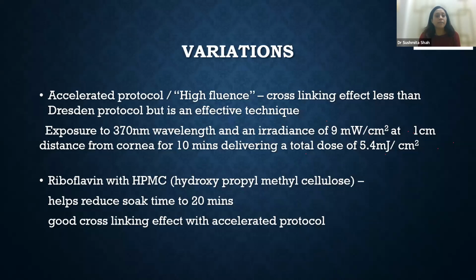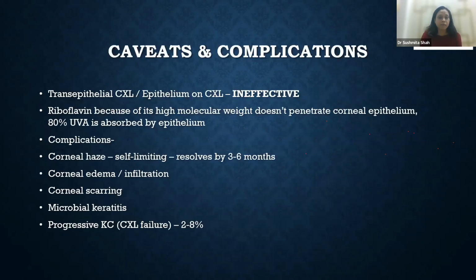Now, the initial riboflavin that was approved contained dextran. Dextran being hyperosmolar, it pulls fluid out of the cornea and makes the cornea thinner. So HPMC is a better formulation. It helps reduce the soak time to about 20 minutes and also has an effective cross-linking effect as compared to the accelerated protocol, and the results are comparable to the Dresden protocol.